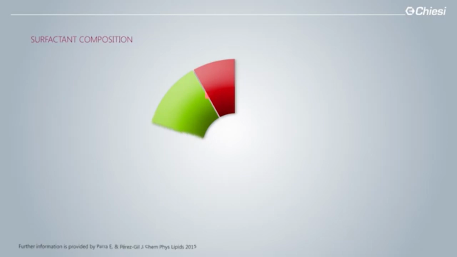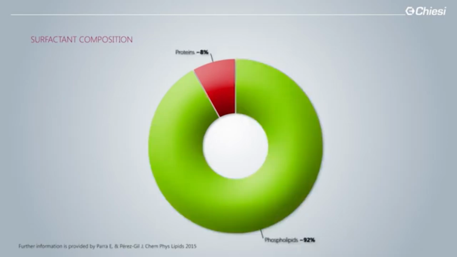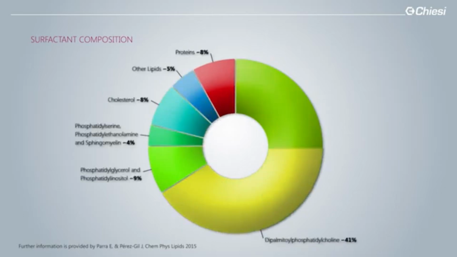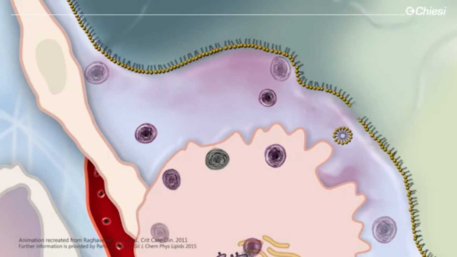typical surfactant composition. You know, surfactant is a complex mixture having more or less 90% of phospholipids. And so within this 90%, you may have a lot of different types of phospholipids. The main one is DPPC, dipalmitoyl phosphatidylcholine, which is the main responsible for lowering surface tension. In addition to that 90%, you also have 10% of proteins, in particular surfactant protein B or SPB, which is the protein responsible for surfactant film formation.